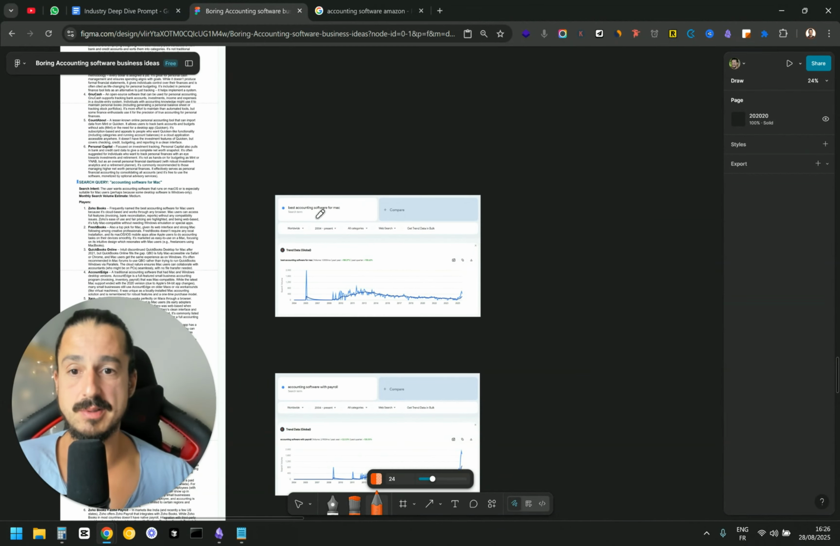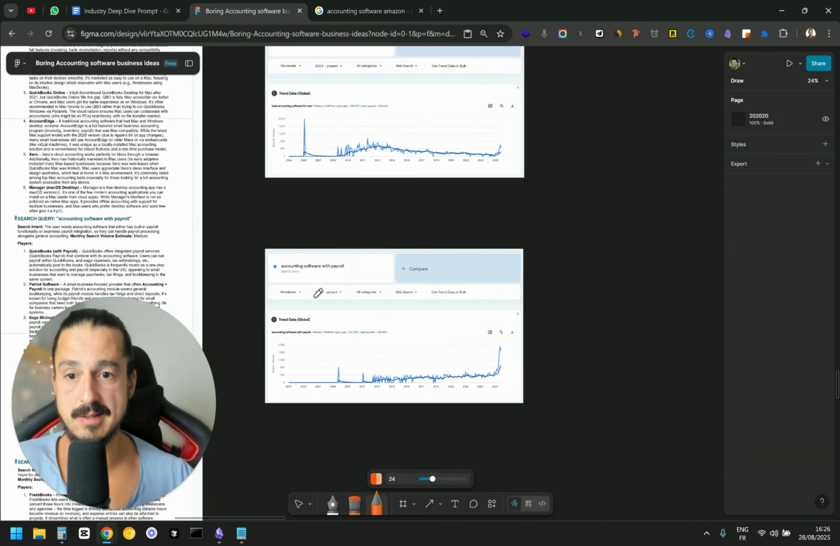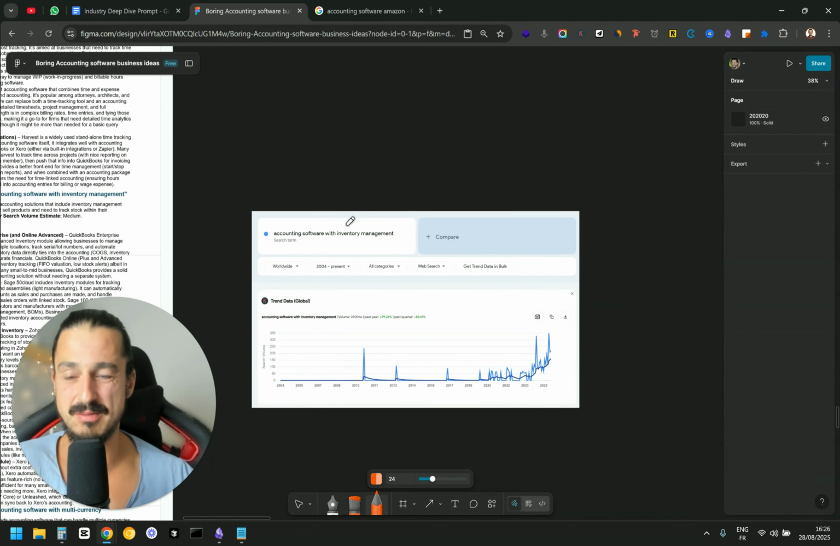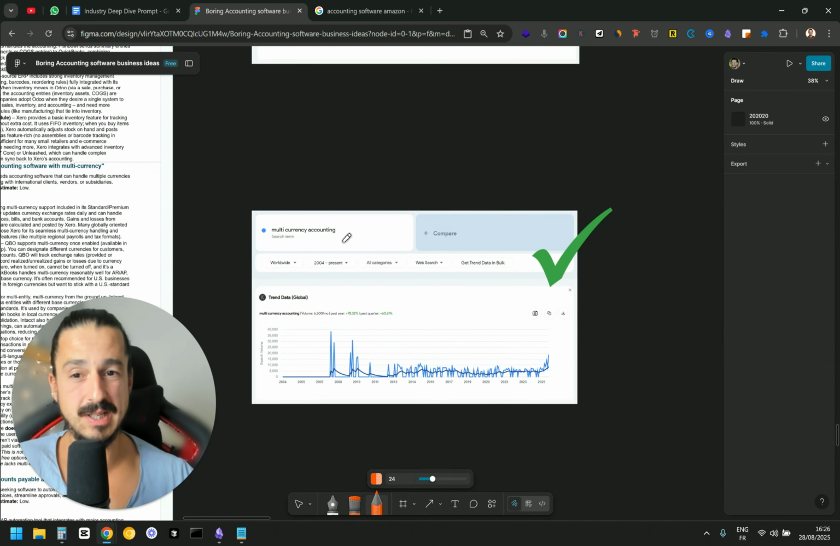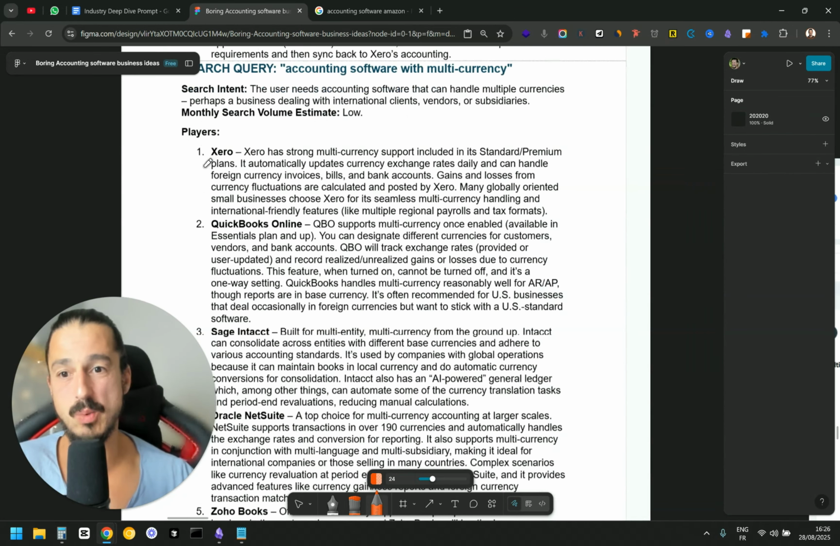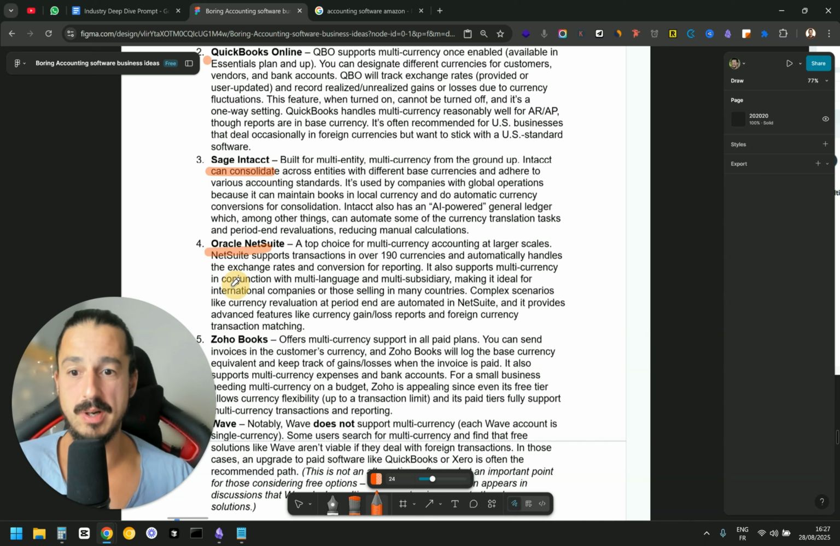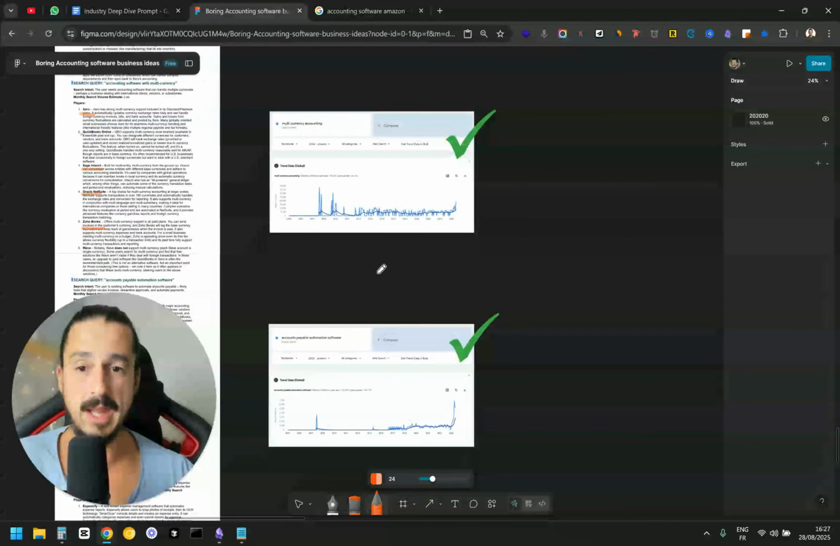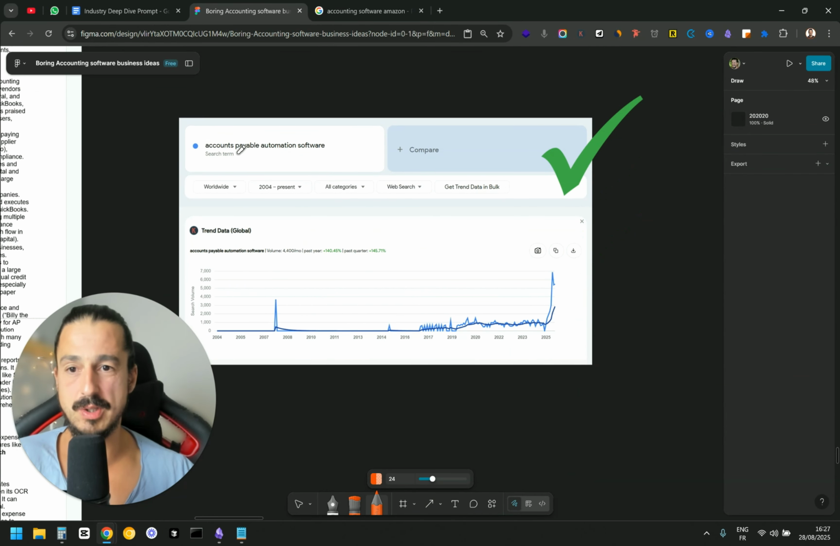Then we have best accounting software for Macs, which I didn't select. Accounting software with payroll. I don't know exactly. It didn't talk to me. Accounting software with inventory management. Okay. Multi-currency accounting. Turns out it's a lot about the big ones. And the big ones, we have Xero, QuickBooks Online, Sage, Oracle, Zoho Books, Wave. Wave is pretty much everywhere. So no, not interesting.